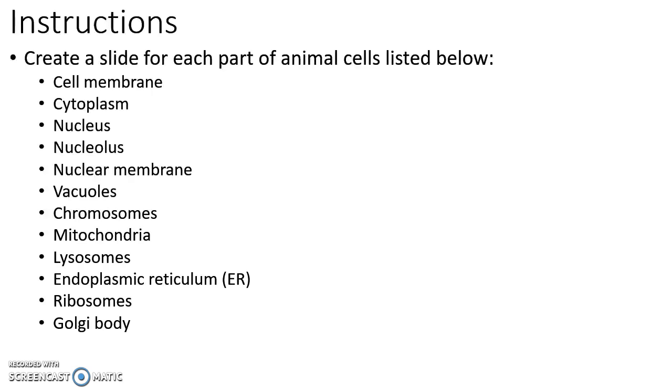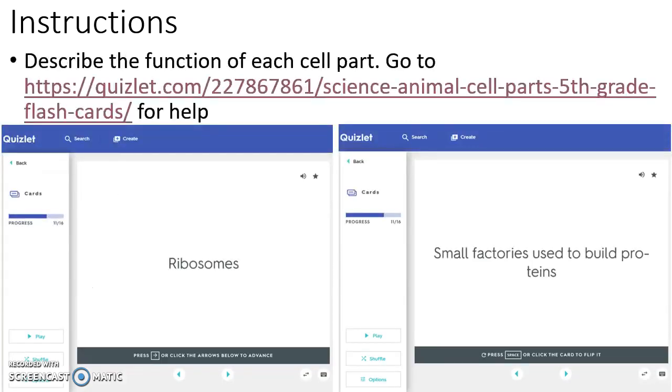Create a slide for each part of animal cells listed below. Cell membrane, cytoplasm, nucleus, nucleolus, nuclear membrane, vacuoles, chromosomes, mitochondria, lysosomes, endoplasmic reticulum, ribosomes, and Golgi body. Describe the function of each cell part.